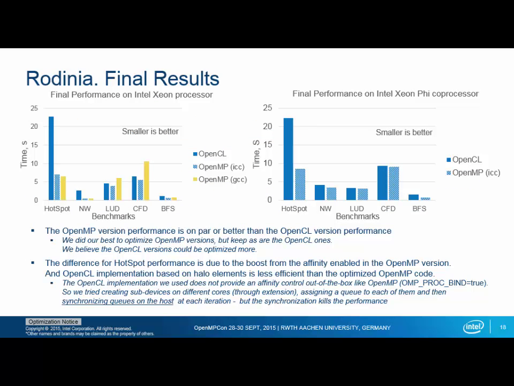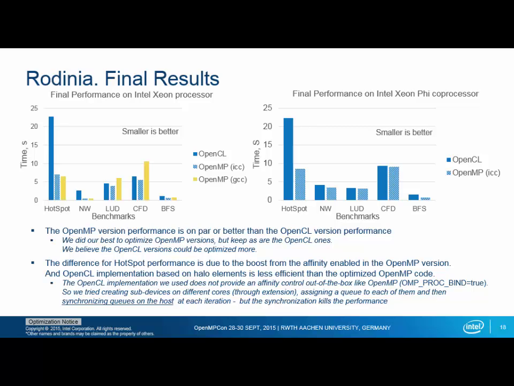So this is the final result that we get for each benchmark. To be more fair, we also included the GCC version of OpenMP. And we can see that for all benchmarks, we achieved the same or even better performance with the OpenMP versions. And there is a huge difference in the hotspots. We think this is because of differences in the processing boundaries. And another reason is that we experienced some NUMA effects on our host.